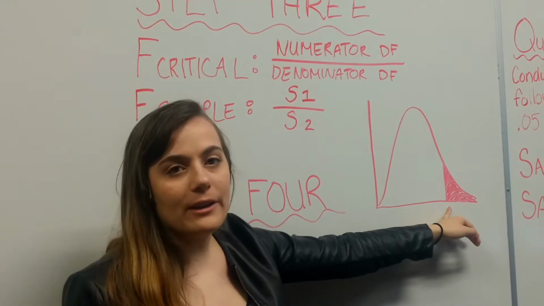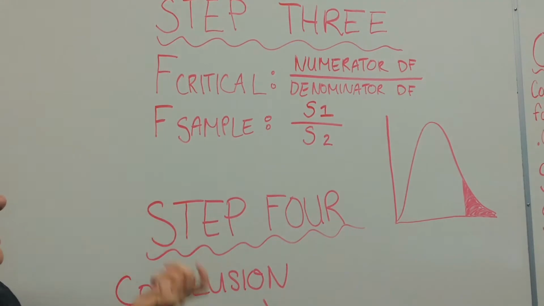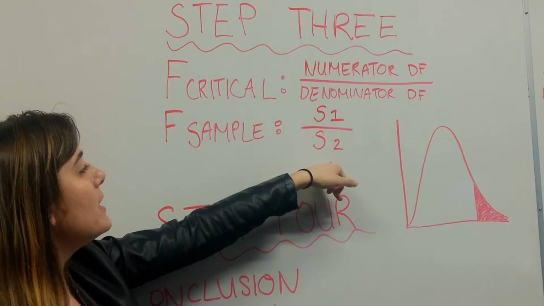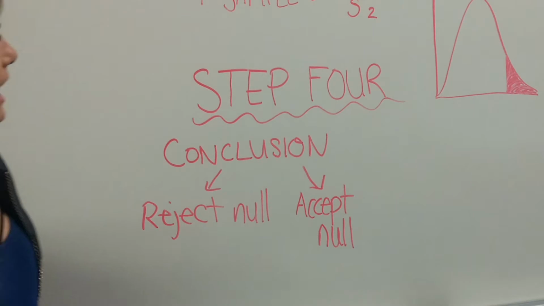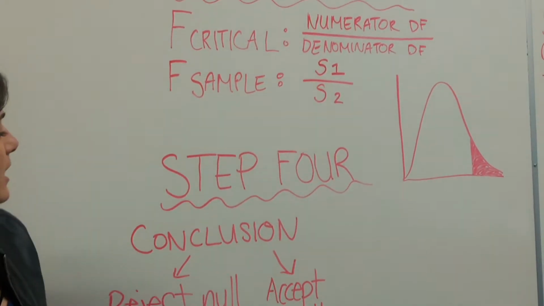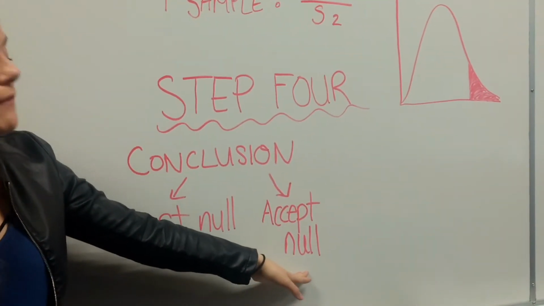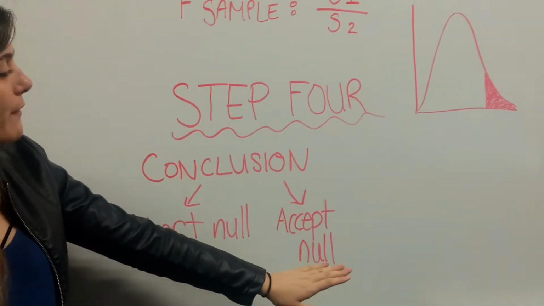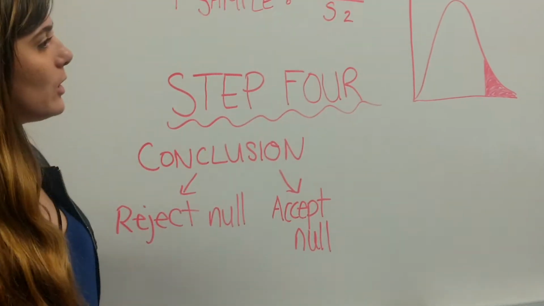you your critical value. Now to find the calculated F sample, you're going to take the bigger sample variance, put it on the top, and then divide it over the smaller sample variance. And then, once you do that, if the F sample is greater than the F critical, in your conclusion, you'll know whether or not you need to reject or accept the null. If it is greater, you will reject the null, and then if it is not greater, then you will accept the null.